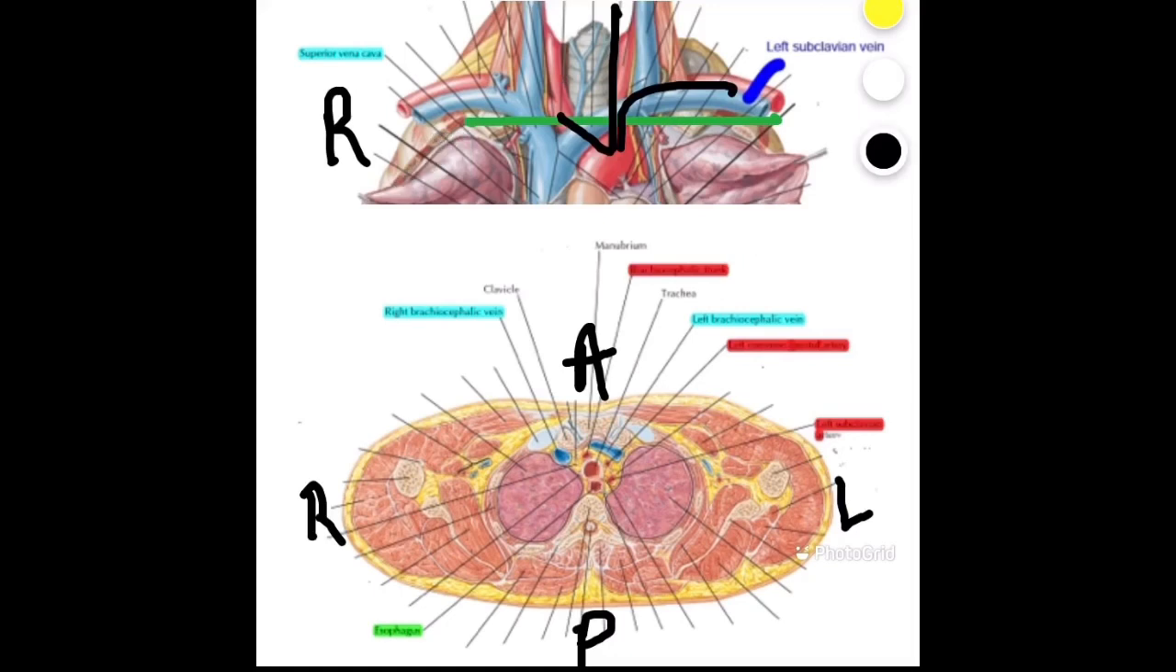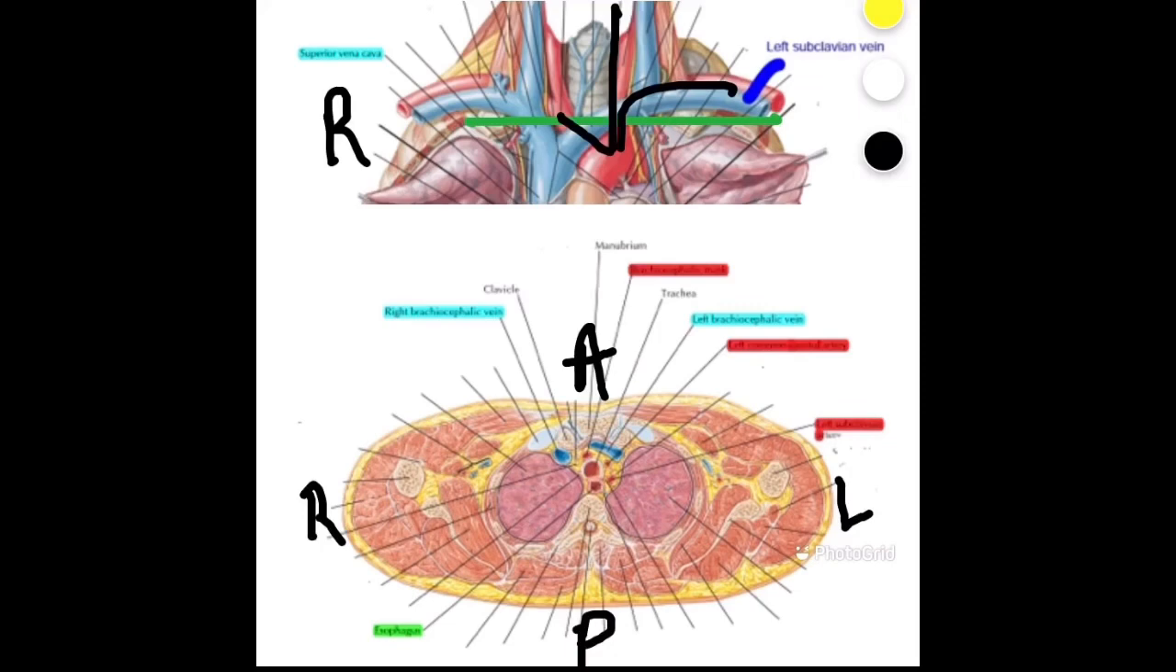Apart from that, what else can we see? We know that this is the trachea, right? So the trachea basically is this, okay? And we know that behind the trachea we have the esophagus. So this particular structure is the esophagus. Okay, so it's very easy now.